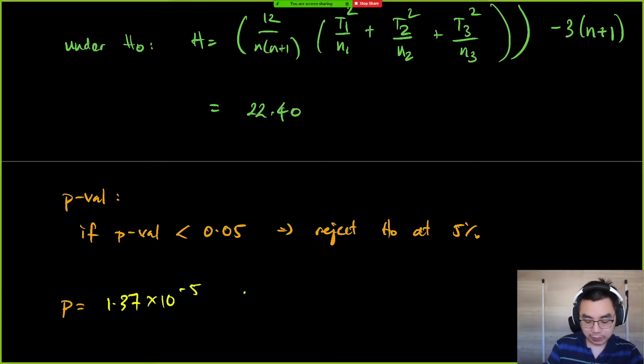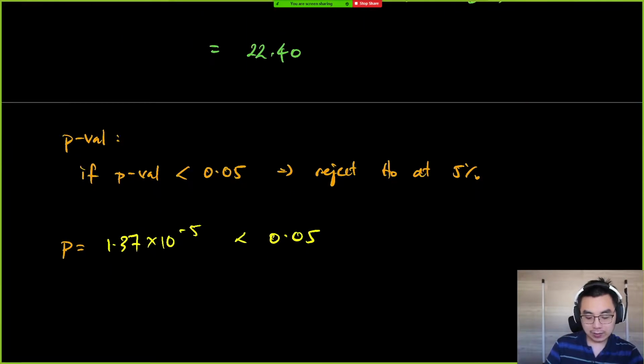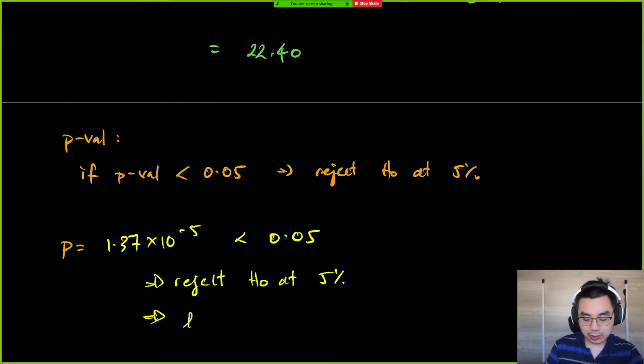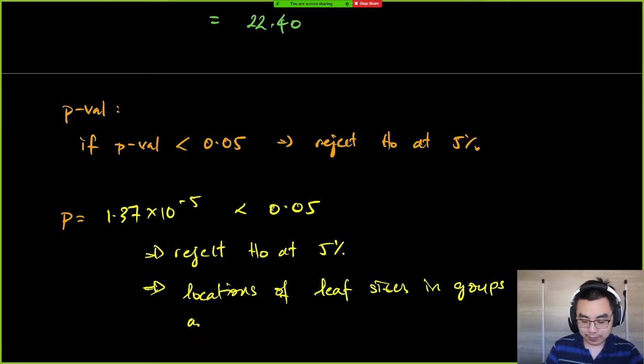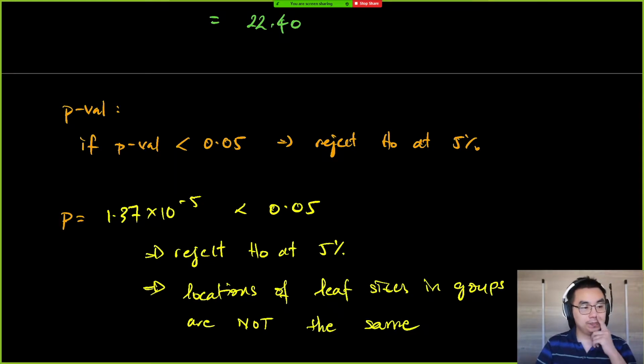Okay, 10 to the negative 5, which is less than 0.05. All right, so therefore you reject H0 at 5%, and therefore you conclude that the locations of leaf sizes in groups 1, 2, and 3 are not the same. All right, are not the same. So that's how you would conclude that. Let's do it by hand.